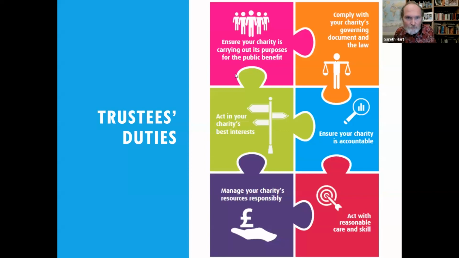This is a really lovely, simple description of what are the duties of a trustee. Six very overarching trustee duties. You can go to the Charity Commission site and dig into these with a bit more detail. But if you look at those things, isn't that all really commonsensical? Complying with the law and the governing document, carrying out the purposes for public benefit, act in the best interests, manage the resources responsibly, act with reasonable care and skill, ensure you're accountable. So they are the 6 core duties of a trustee.